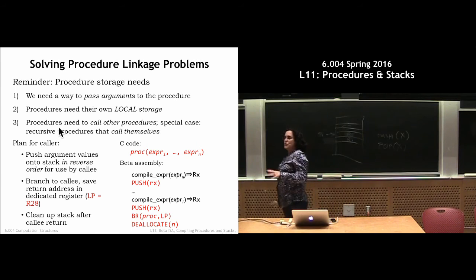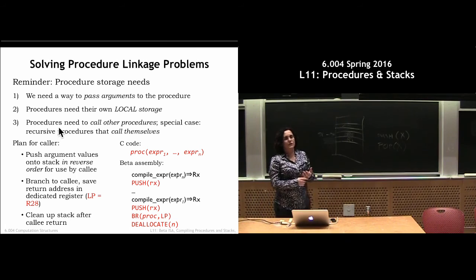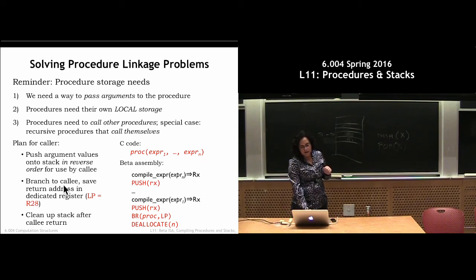So let's first talk about what the caller has to do. The caller is going to push the arguments onto the stack. They're going to do that in reverse order. We'll get to in just a couple slides why they should do it in reverse order. And then they're going to branch to the callee and save the return address in this special register called a linkage pointer. So register R28 is used just for storing these return addresses. And after you return, you want to clean up.